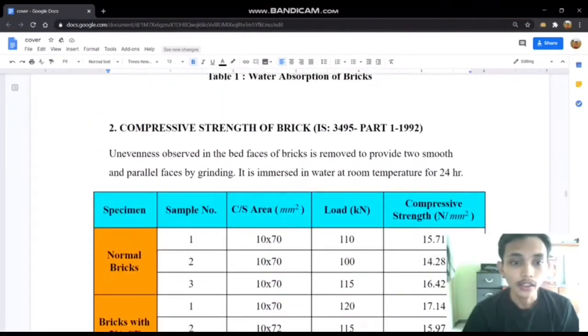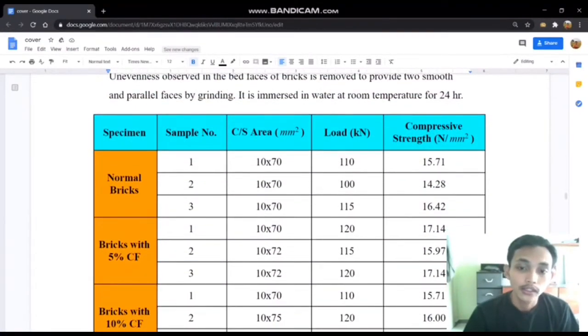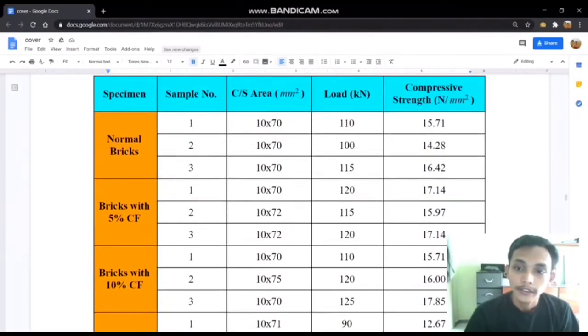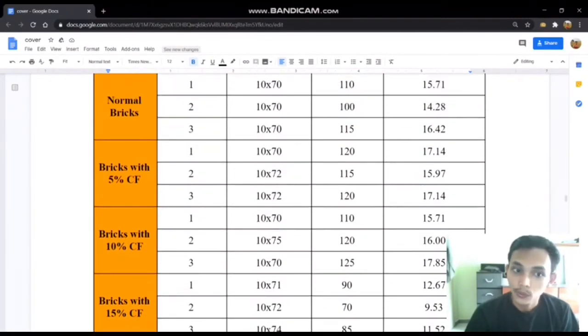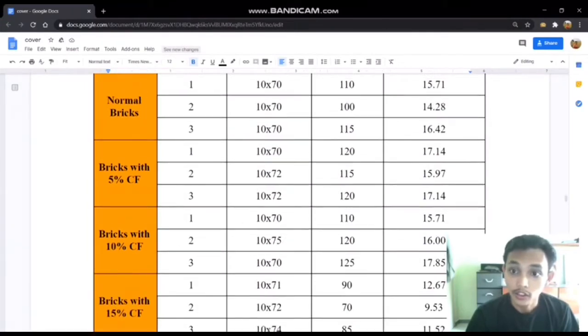Then the second test is compressive strength for the brick. So we can see the result here. The compressive strength of the normal bricks is lesser than the bricks with 5% and 10% coconut fiber. But for bricks with 15% coconut fiber, it is actually lesser than the normal bricks. So in this case, we can see the perfect amount of coconut fiber is 5 to 10% only.